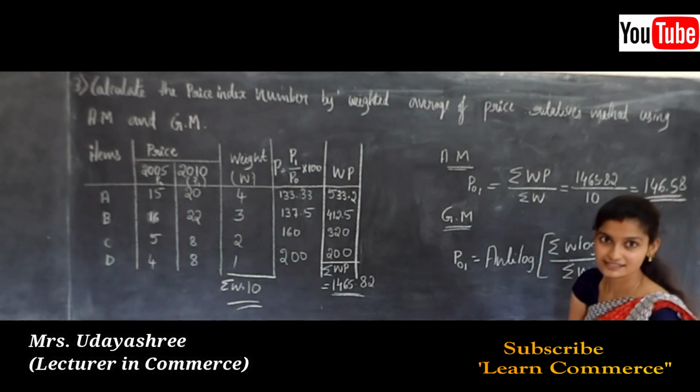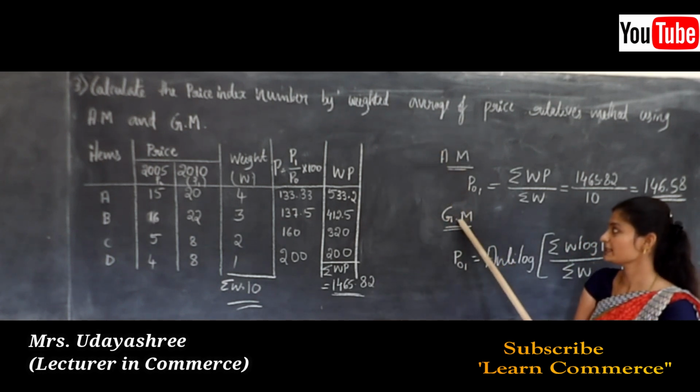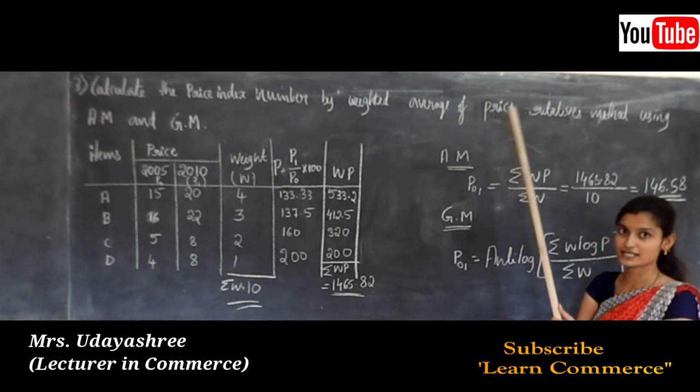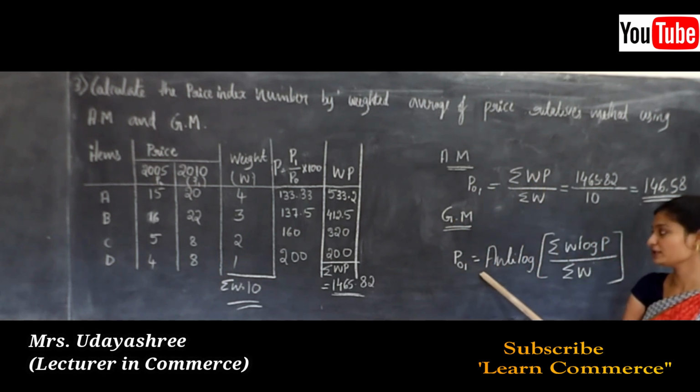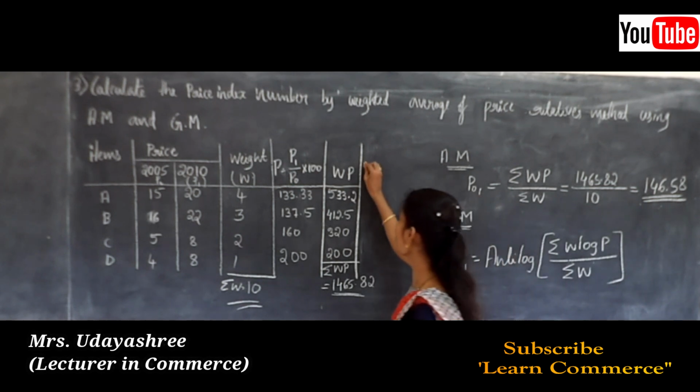Next, let us see how to calculate weighted geometric mean of price relative. To calculate geometric mean of price relative we use the formula P01 is equal to anti-log of summation W log P divided by summation W. Okay, we already calculated summation W and W is there, P is there. So now we need to calculate log P. So the next column is log P.